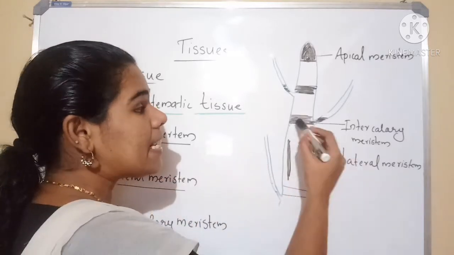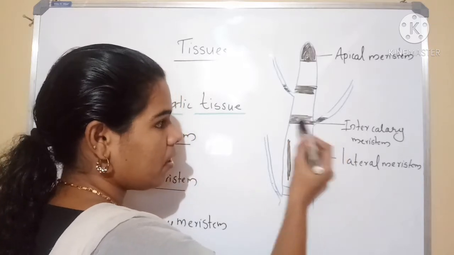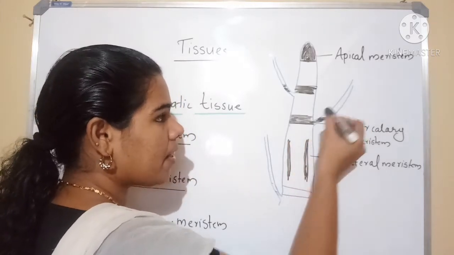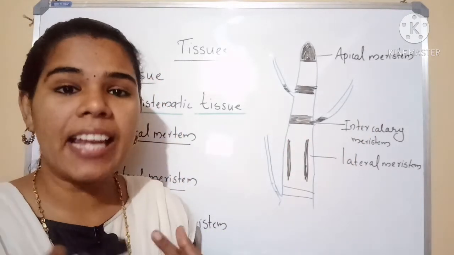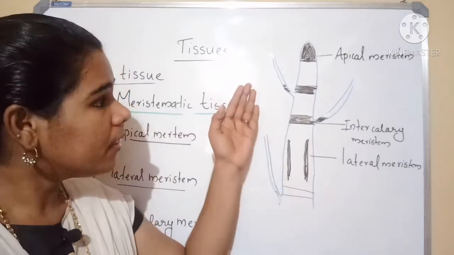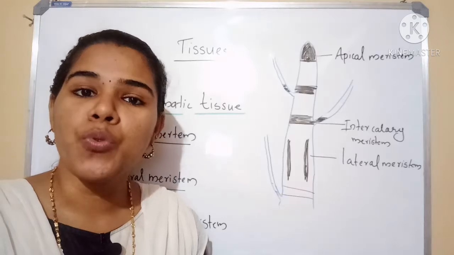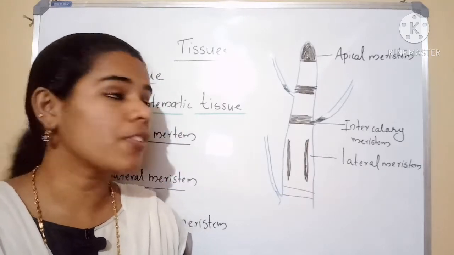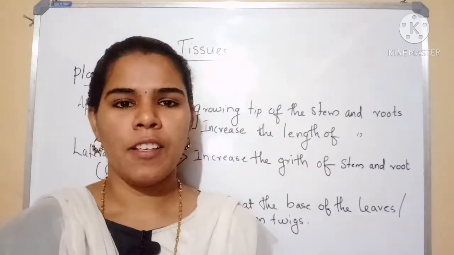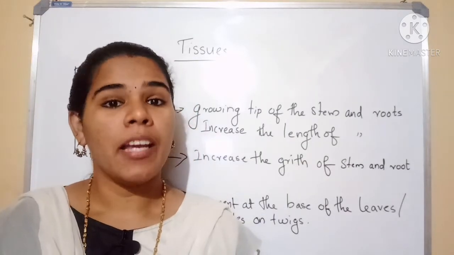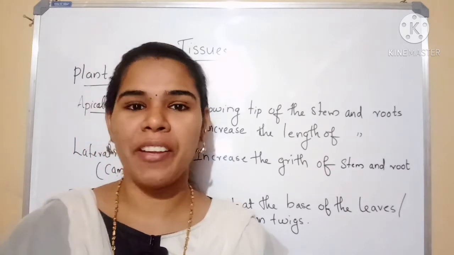And the third one is the intercalary meristem, which is present in the internode section, in between the stem and other branches. These are the three types of meristems. Next we move to their function, or how these meristems help the stem. So let's discuss the position and function of the apical meristem, intercalary meristem and lateral meristem.